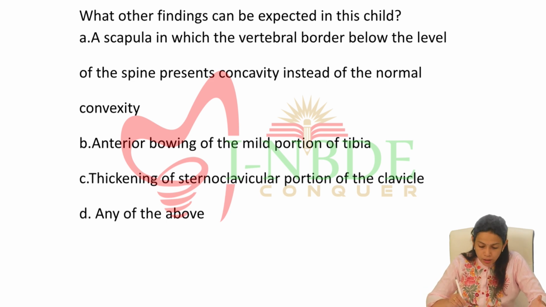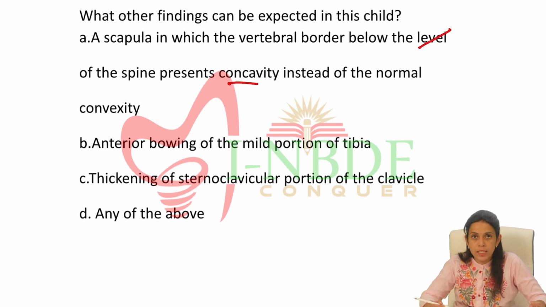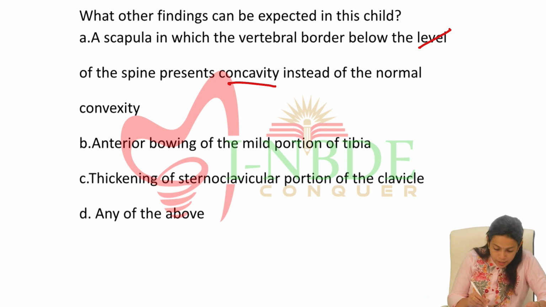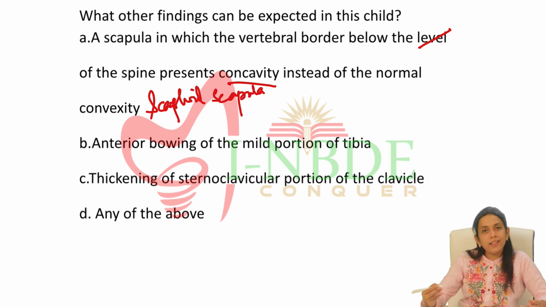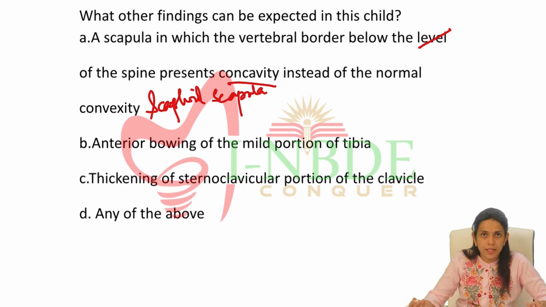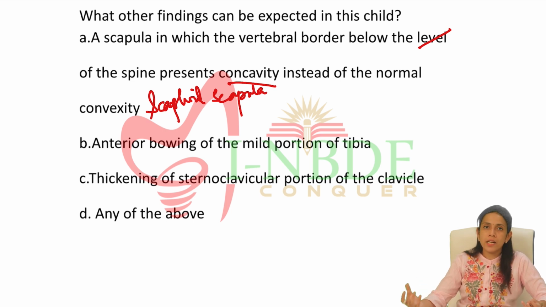A scapula in the vertebral border below the level of the spine is having concavity instead of convexity. Yes, this can be expected because this is nothing but scaphoid scapula. This is a finding that is seen in congenital syphilis kids, or children affected with congenital syphilis.